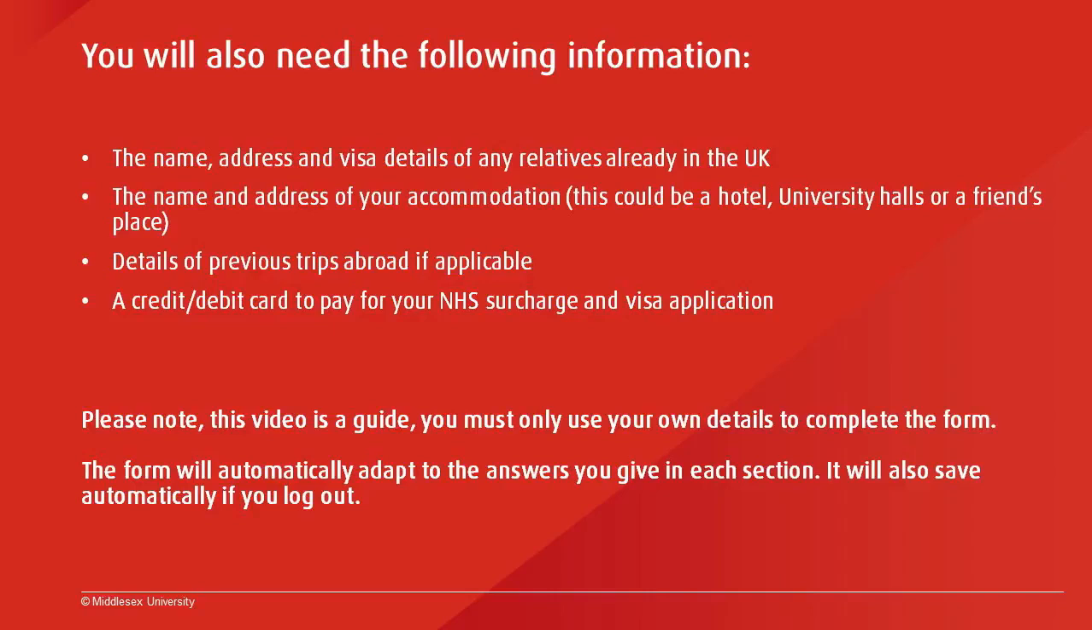As well as those documents, you need certain information. You need the name, address and visa details, if applicable, of any relatives already living in the UK. You need the name and address of your accommodation, where you're planning to live when you first arrive in the UK. It might be a hotel, it might be a hall of residence, it could be with a friend, it could be private rented accommodation. You need the address.